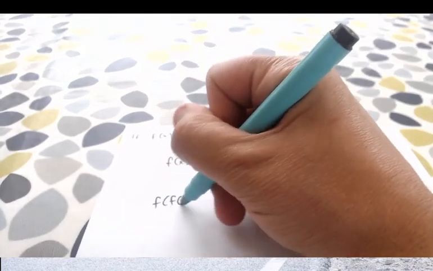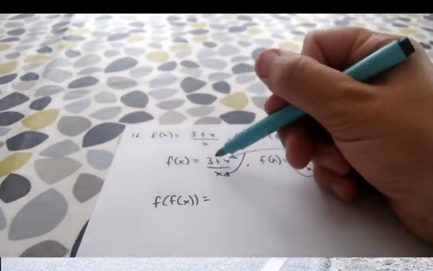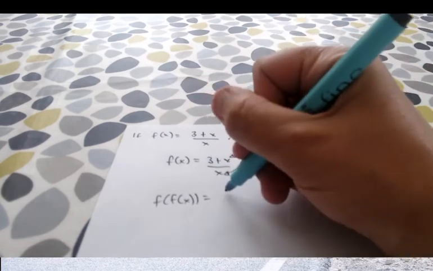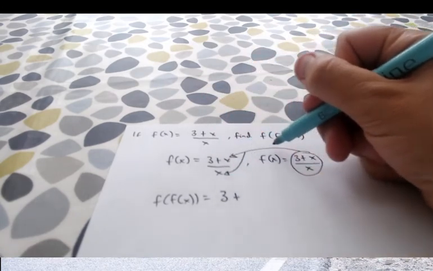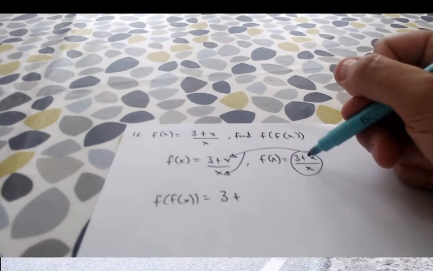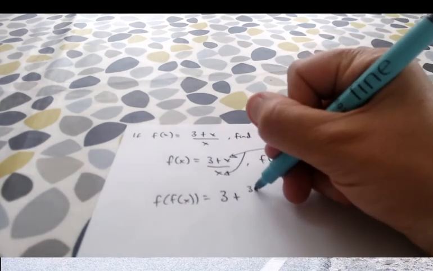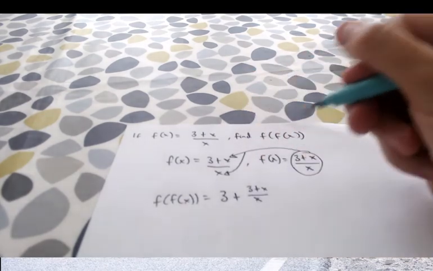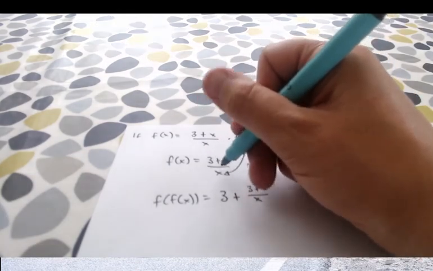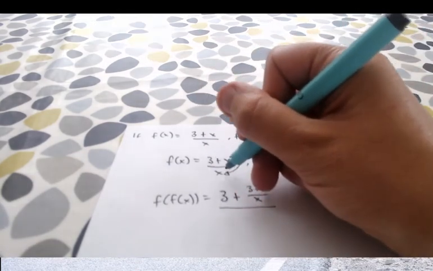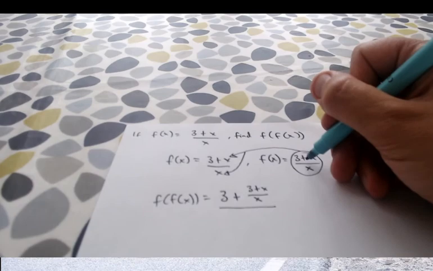f of f of x is going to equal, right, so I've got 3 add, not that, I've now got this big huge thing over here. So I've got 3 add x over x, and that is all on this top line of the fraction, over x has been replaced by this whole thing again.